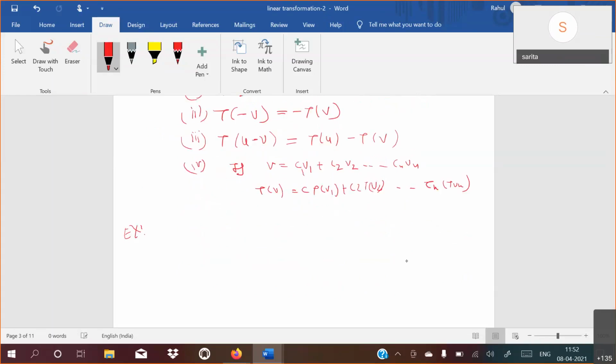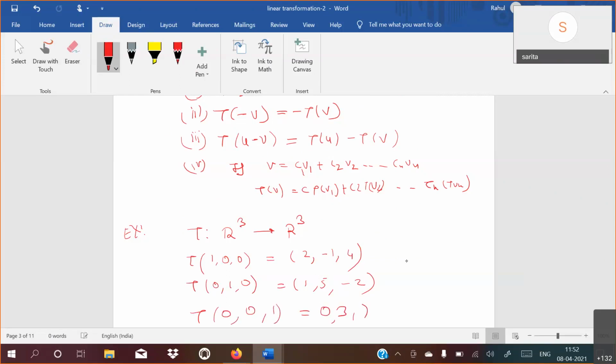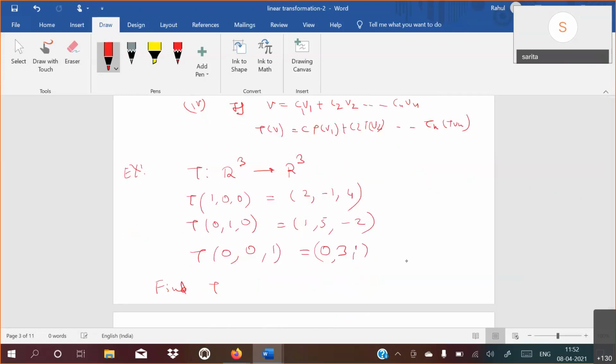Now, for example, I have a transformation T from R cube to R cube. T(1,0,0) is (2,-1,4). T(0,1,0) is (1,5,-2). And T(0,0,1) is (0,3,1). Find T(2,3,-2). How will you do this?